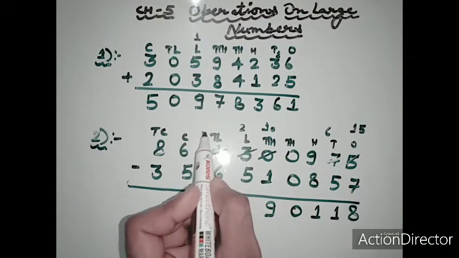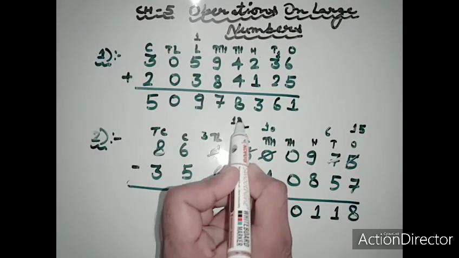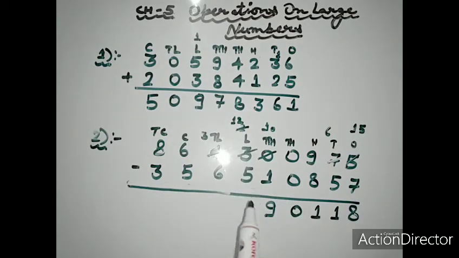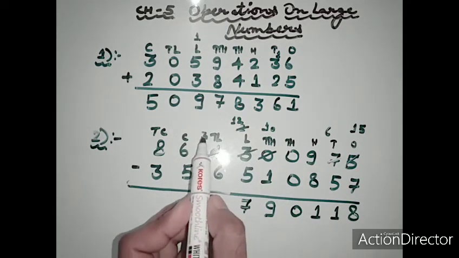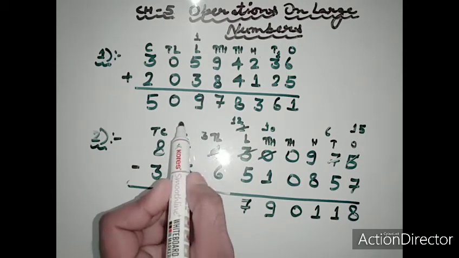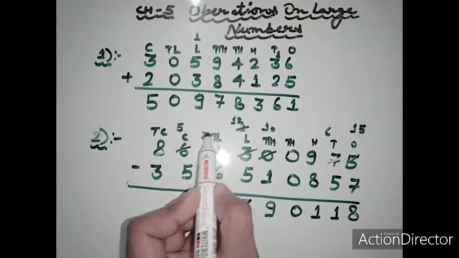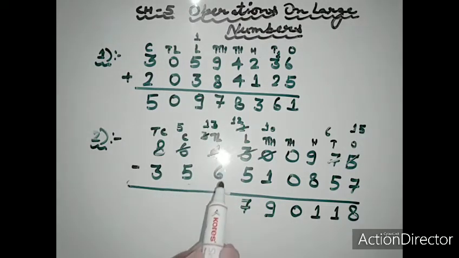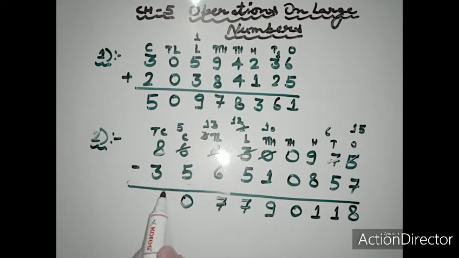Now here we take one borrow from here. So this number changes into 3 and this number converts into 12. Now 12 minus 5, 7. Now here we take one borrow from here. So this number changes into 5 and this number converts into 13. Now 13 minus 6, 7. Now 5 minus 5, 0 and 8 minus 3, 5. Now when we subtract these two numbers we get the difference 50 crore 77 lakh 90,118.